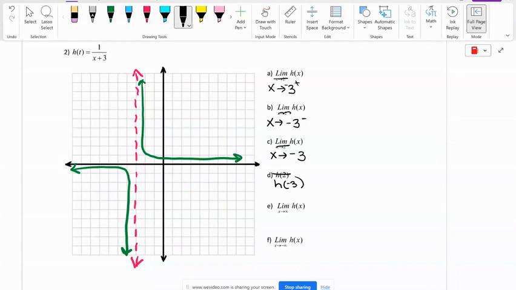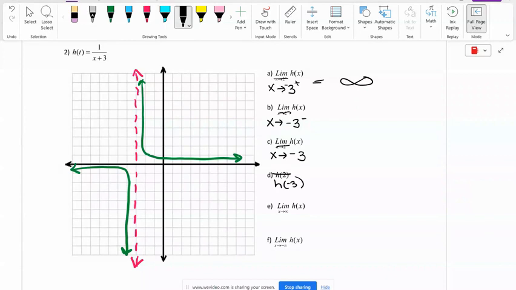Yeah, so we're approaching negative 3, but from the positive direction. So let's look at this. As we're approaching negative 3 from the positive direction, where is our graph going? Doesn't it look like it's going up forever? Positive infinity, good Janine. That's approaching positive infinity.